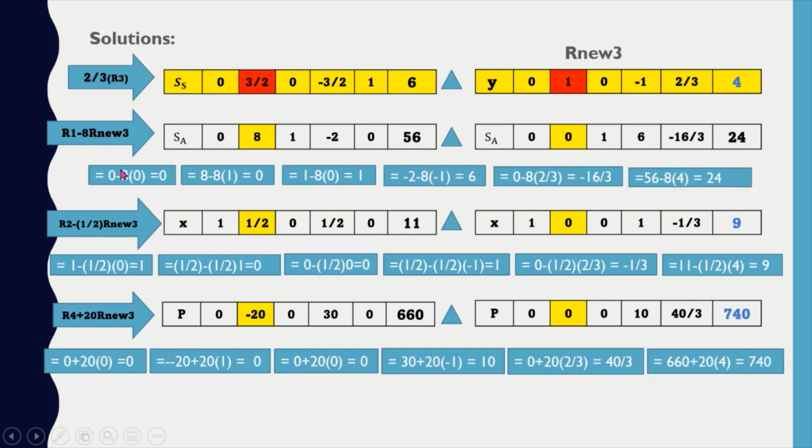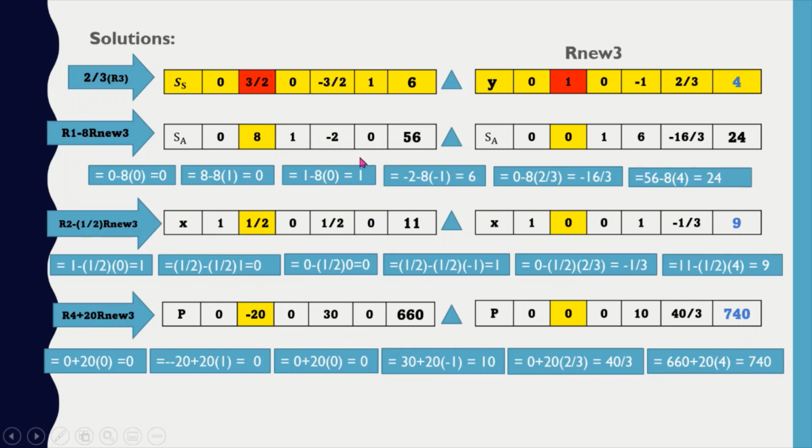Times 1, 20 plus times 1. So negative 20 plus 20 is 0. 1/2 minus 1/2 is 0. 8 minus 8 is 0. So this is how we are going to make our solution. Okay, just review the solution.